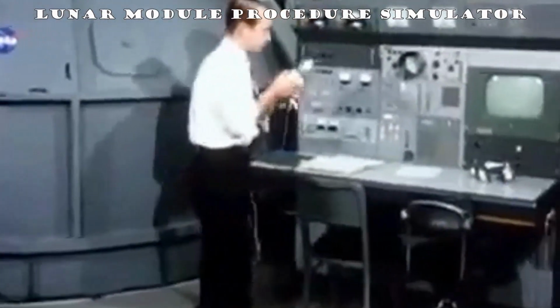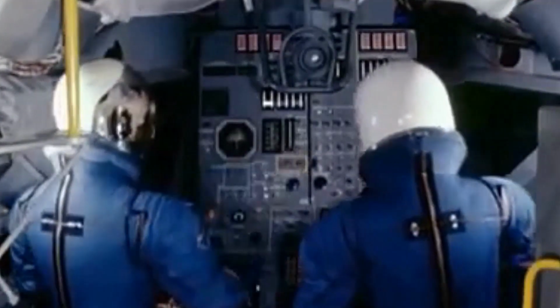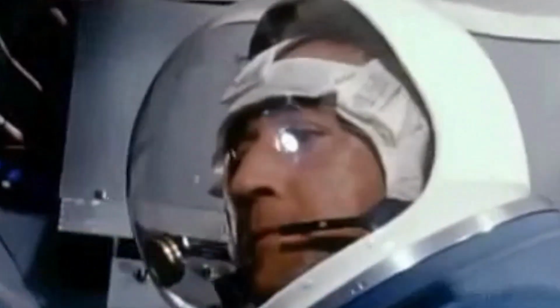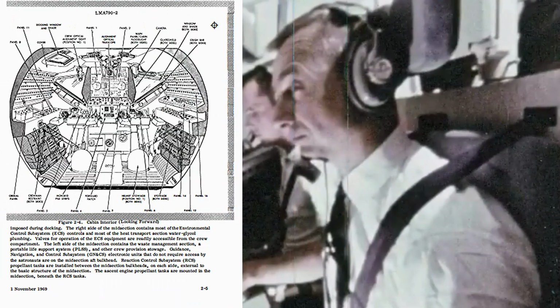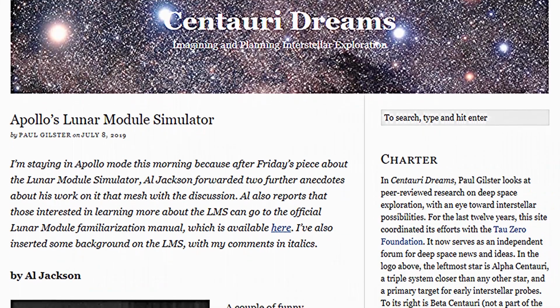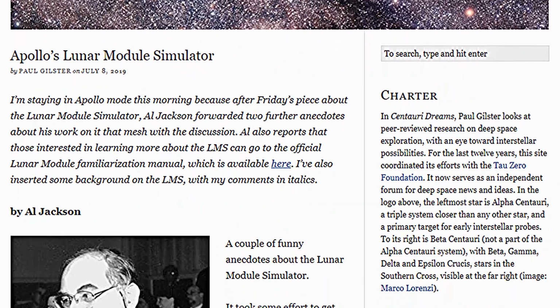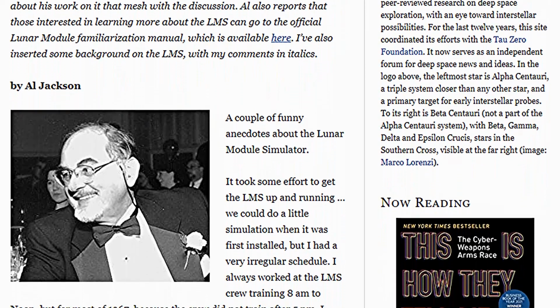Lunar Module Procedure Simulator. This simulator accustomed the astronauts to several specific operations, which included navigation, guidance, and control procedures. About 40% of the astronauts' training time involved becoming proficient in the use of these 3 spacecraft navigation systems, 1 in the CM and 2 in the LM, and 4 guidance systems, 2 in the CM and 2 in the LM. NASA also produced a detailed manual on the lunar module versions from 10 to 14. An interesting article by Al Jackson, who worked on the procedure simulator during the Apollo period, describes some of the problems encountered in developing the simulator.